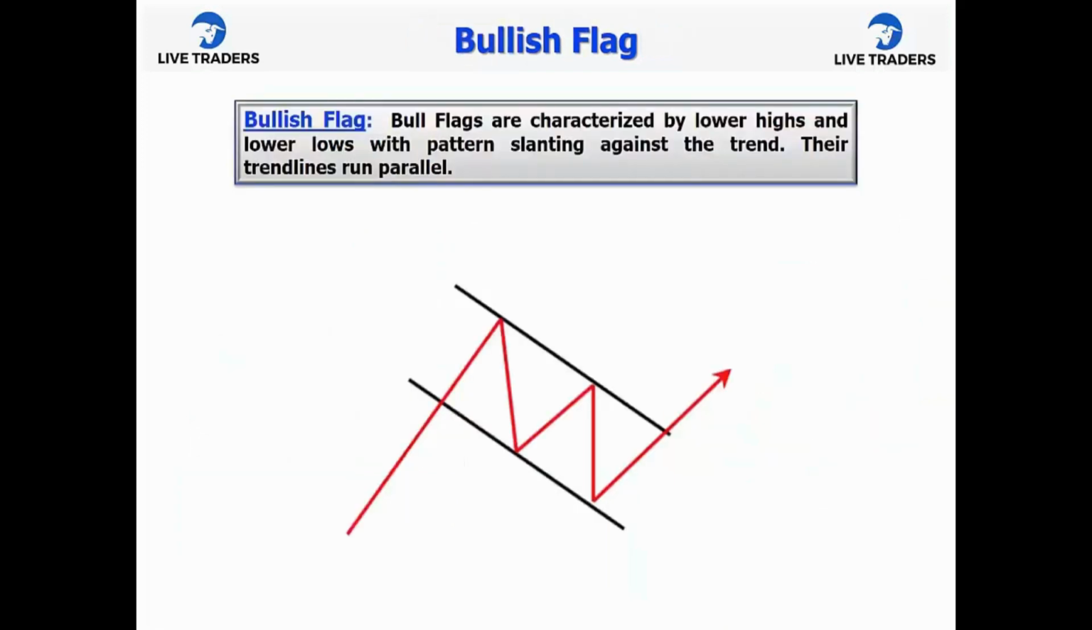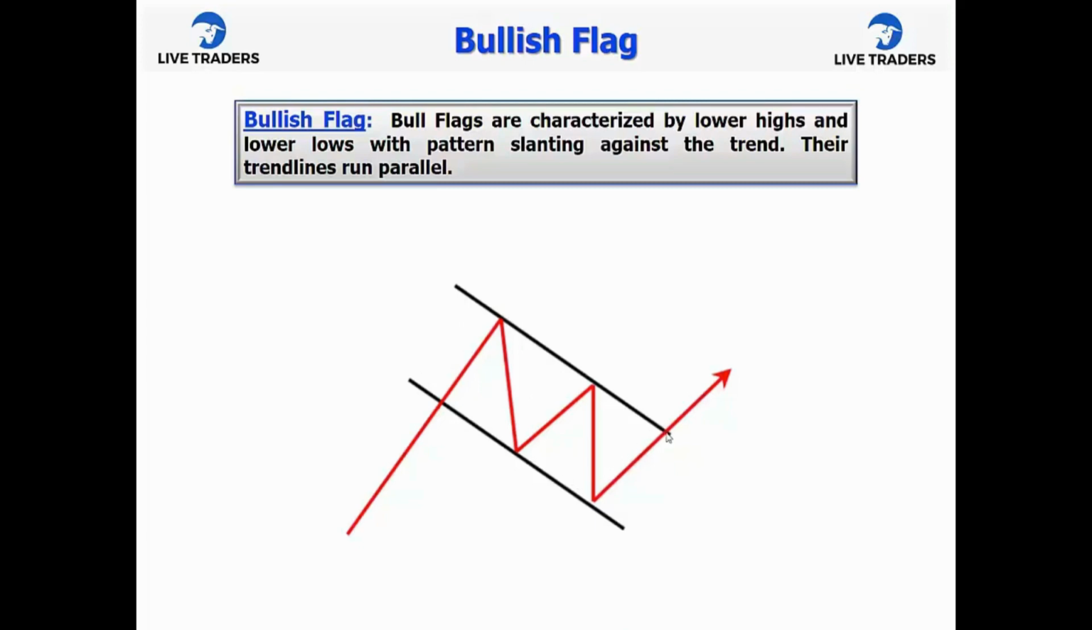All right, so here's a bullish flag. Bull flags are characterized by lower highs and lower lows, with patterns slanting against the trend. So why do we call it a bull flag? Think about it. If you're holding a flag in your hand, that's your flag pole, and that's your consolidation sideways. So this becomes almost a channel. We just covered channels earlier. So this is basically just a channel after a nice strong move. After you get a nice strong move to the upside, prices consolidate. You can draw your channel lines, and when the channel breaks, you're going to look to buy.